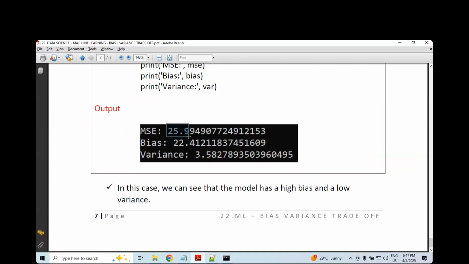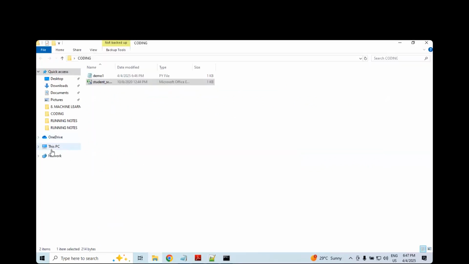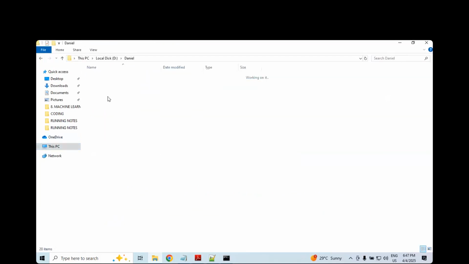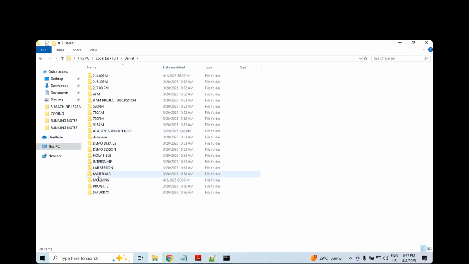Daniel, I just want less error. You have to fine tune the parameters, which is called the hyperparameter tuning technique. What is the topic name? Hyperparameter tuning technique. If you look at our material, you can just come to the Daniel material.